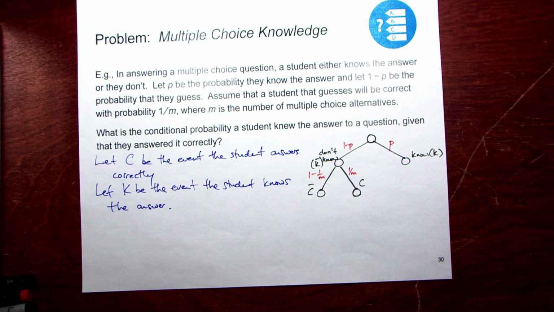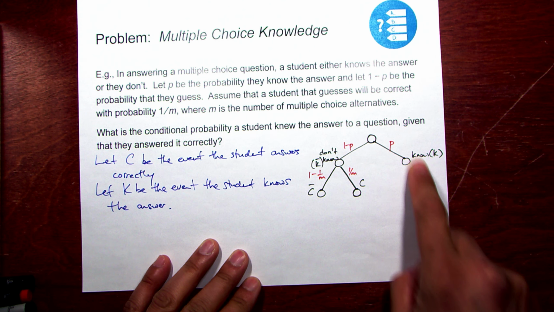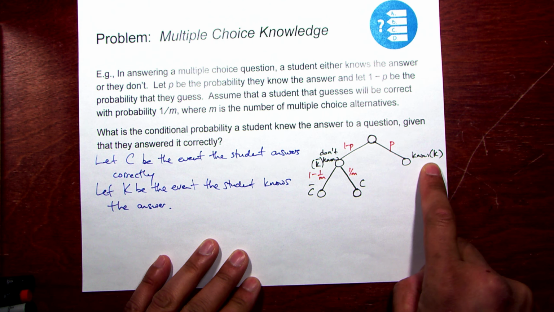Good. Let's look at the second bit of this, the right-hand node, right subtree. If they know, what happens next when they answer the question? What should I add to the tree for this one? It's the correct answer. So what should I draw in the tree? Good. Yeah, there's only one branch. It's not a branch actually. It's with probability 1 that they get the answer correct.